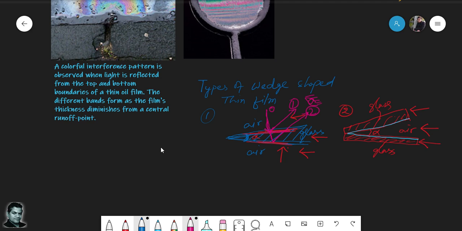Similarly, in the second case, the light is falling, then it would come here, and then one part would get reflected from here, the first interface, and another part gets refracted first and then gets reflected from the second interface, and that's how it's going in this direction. So when you look from this side, you see interference pattern between ray 1 and 2.